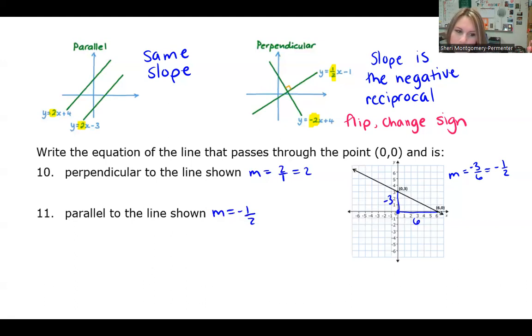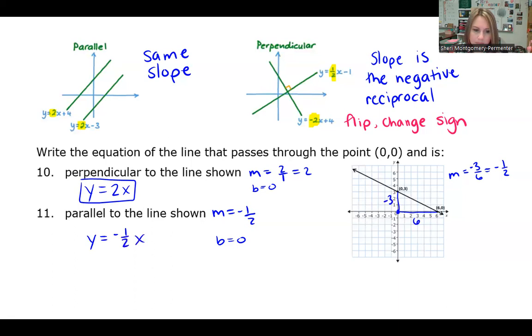So if I also go through the origin, which is 0, 0, that's like saying that my B is equal to 0. So when I write my equation for my perpendicular line, the slope is 2. And do I have to write +0? No. When I write the equation for my parallel line, again, I don't have to write +0.